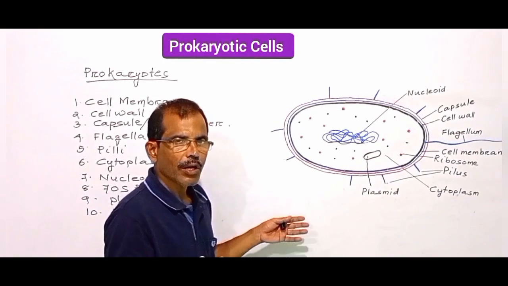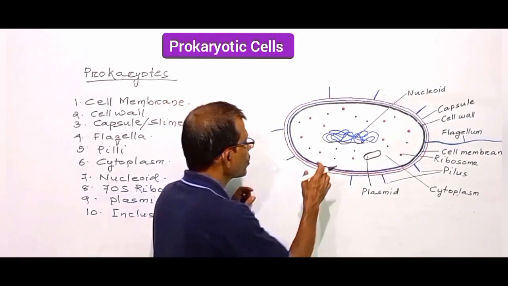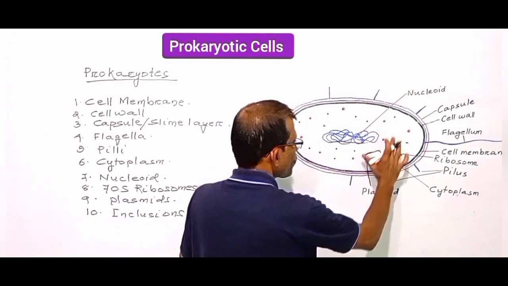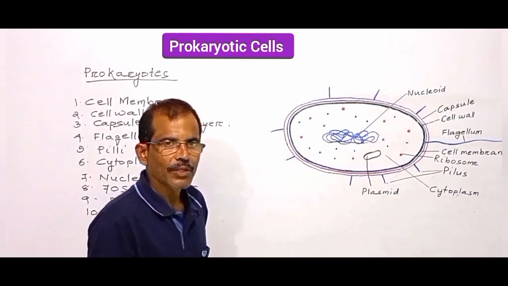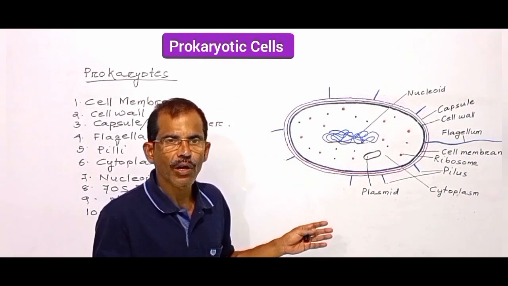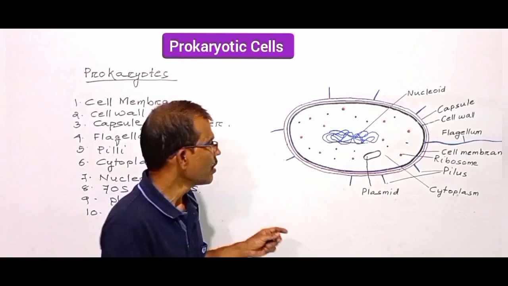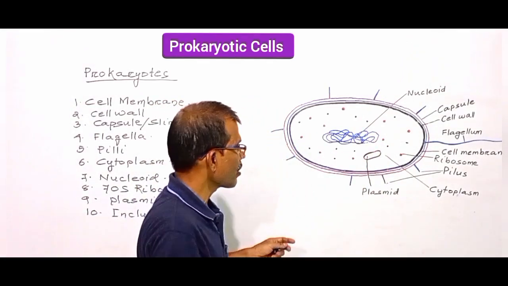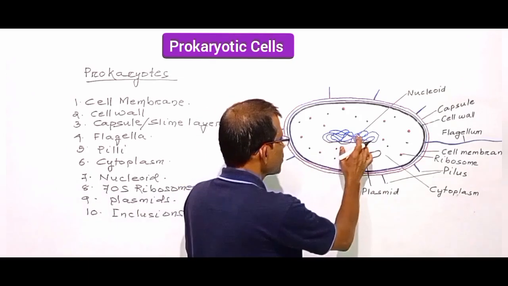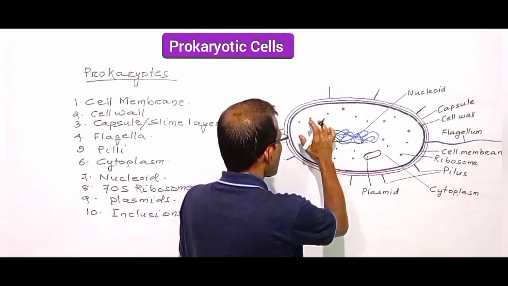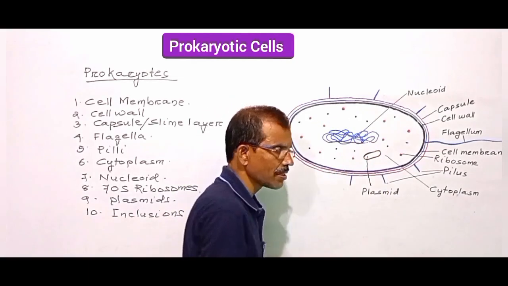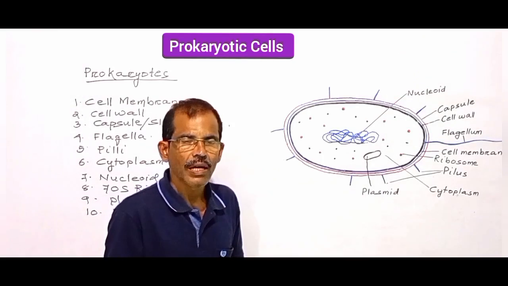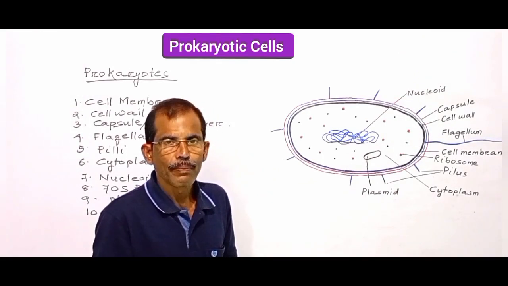One of the main components of the prokaryotic cell is the cytoplasm. The cytoplasm consists of a jelly-like fluid known as cytosol, in which all cellular components such as genetic material, ribosomes, inclusion bodies, and other components are suspended.